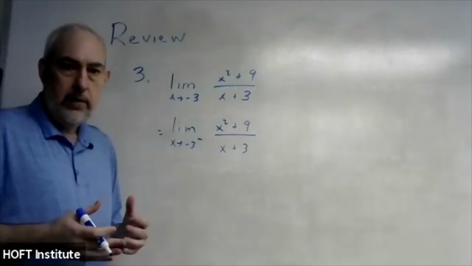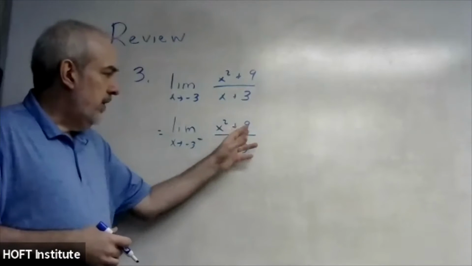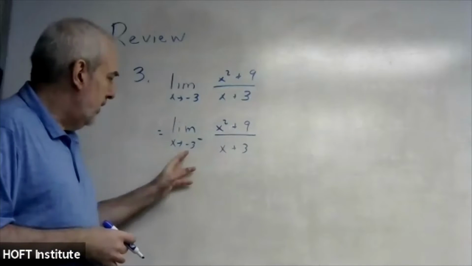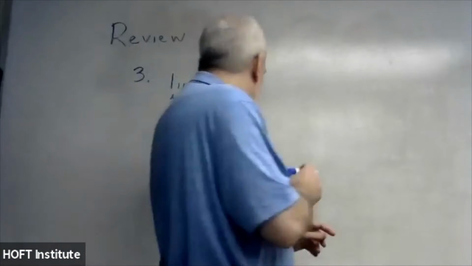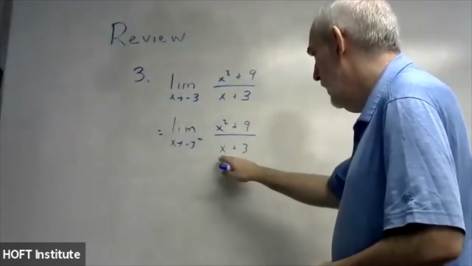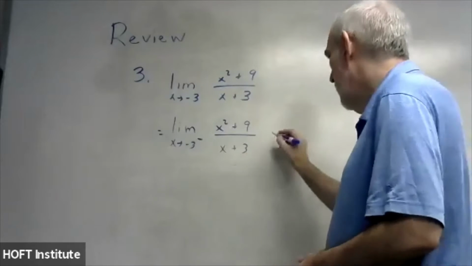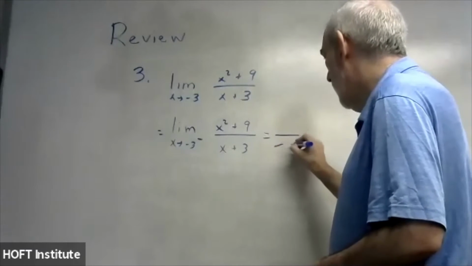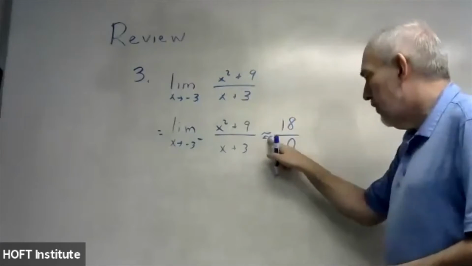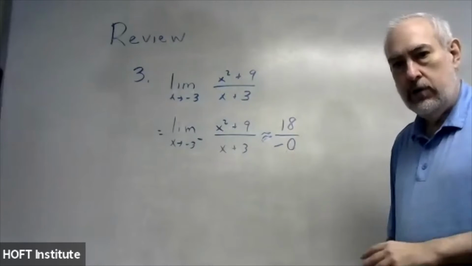-3.1, when you square it, is going to give you a number a little bit bigger than 9, and plus another 9, well, the top is roughly 18 still. And then the bottom, if you plug in a number that is a little bit less than -3, like -3.1, and then you add 3, you still get a negative number like -0.1. So the way I like to think of this is, although the bottom is approaching 0, it's approaching 0 but from negative values.